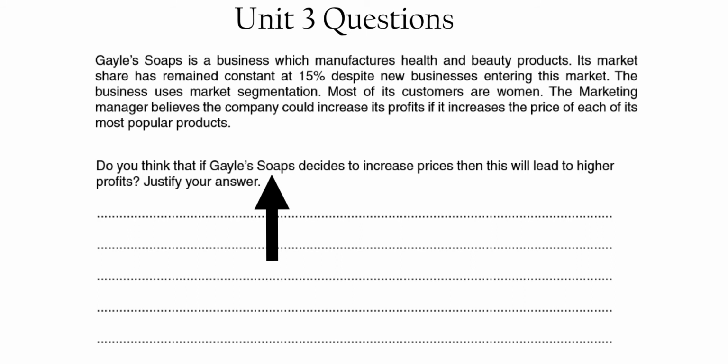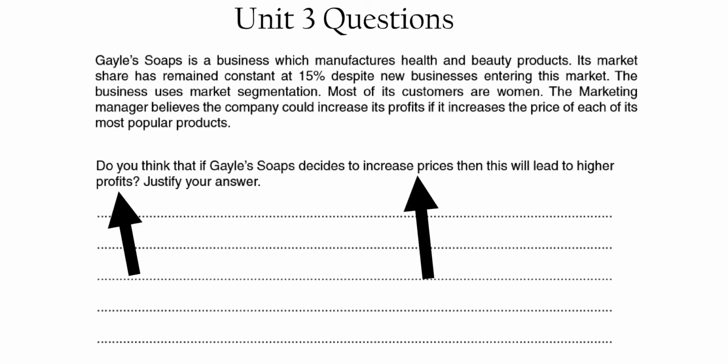The direction is Gayle's Soaps, which is quite obvious, but you'll be surprised about the amount of answers that I read, and they can be about any generic business. What you need to make sure that you do is that you make it so specific to Gayle and her situation. So when you finish your answer, just have a quick read over it and make sure that it is about Gayle Soaps, it is about her situation, and it does tie in and relate to the case study above.